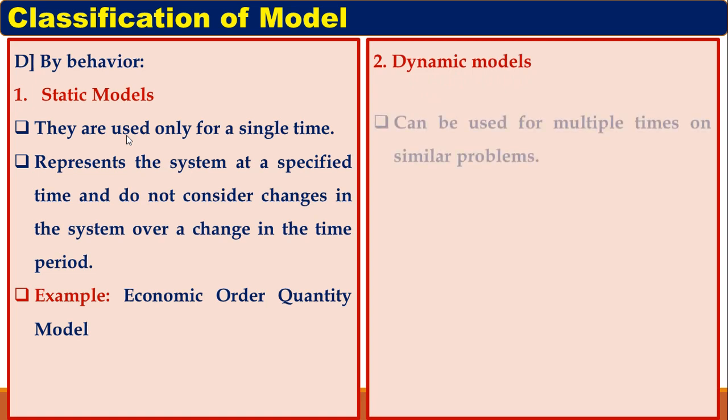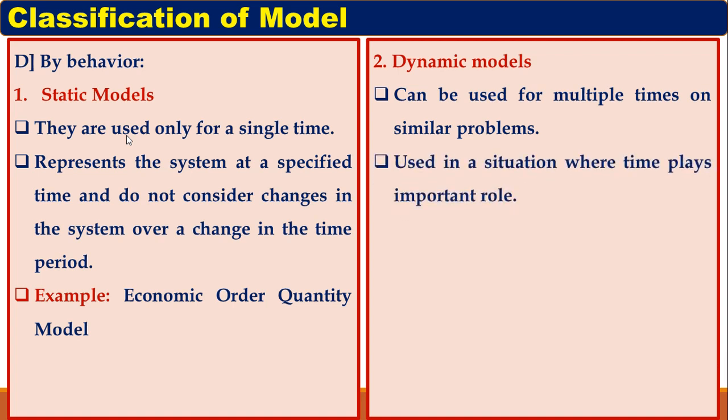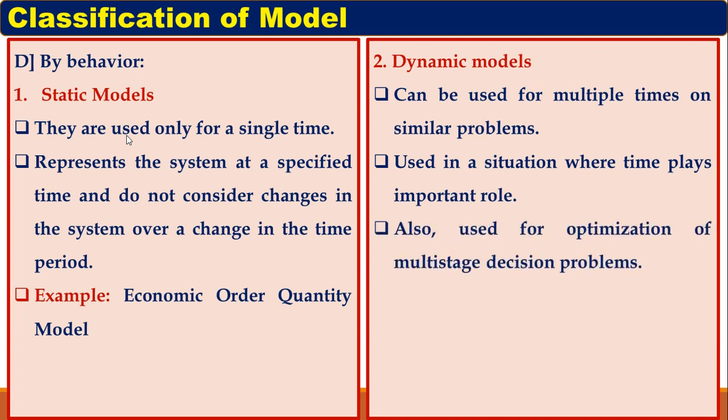Second is dynamic models. Dynamic models can be used multiple times on similar problems and are used in situations where time plays an important role. They are also used for optimization of multi-stage decision variables. In these problems, we have to use multiple decisions, and the outcome of the next decision depends on the outcome of previous decisions.